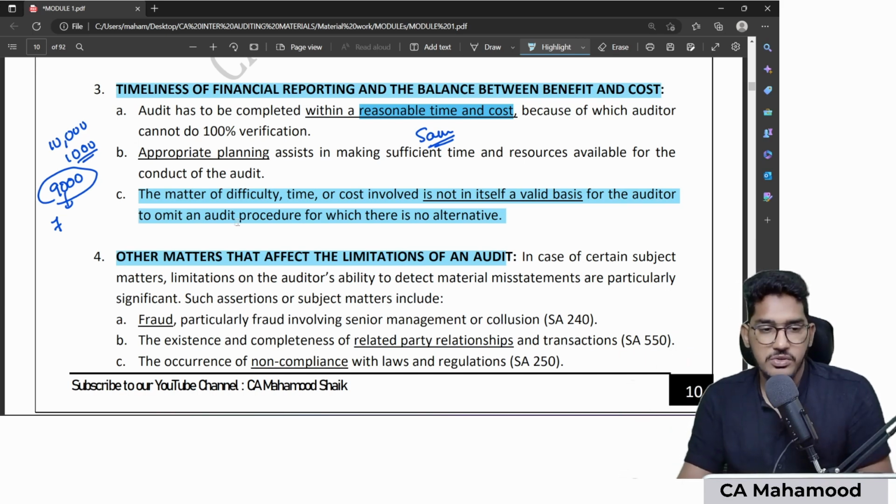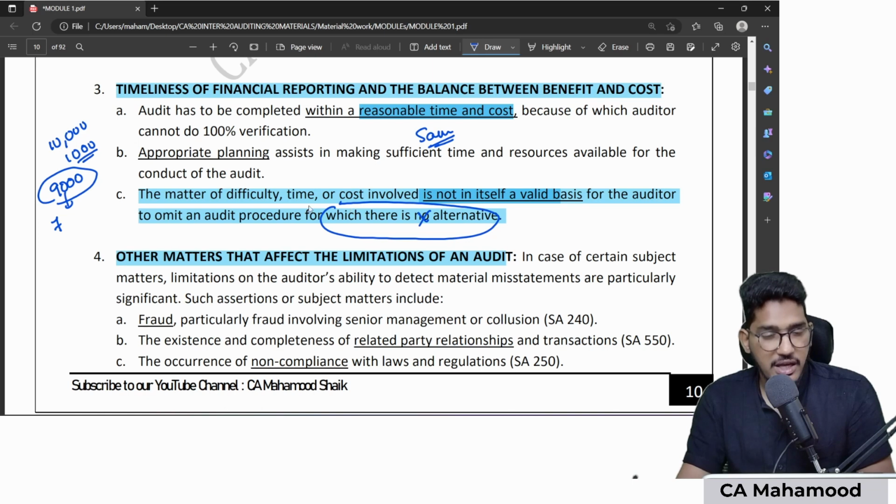So what they will ask you is, the matter of difficulty, time or cost involved is in itself a valid basis for the auditor to omit an audit procedure. Do you agree with that? No, it is not in itself. Sometimes they will give the entire sentence as it is, but they will remove the word no. When there is alternative, they will say. But the sentence will make sense only when the term is when there is no alternative. So like this, they can play with you in the examination like anything.